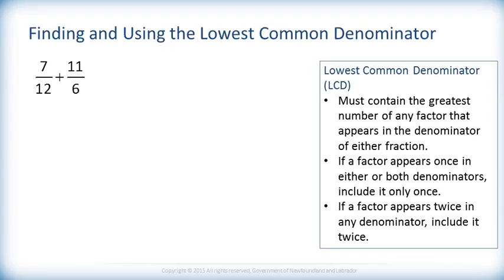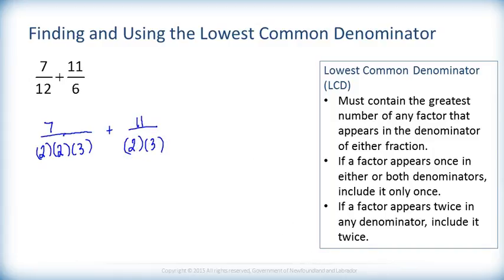Now, how do we find and use the lowest common denominator? Well, first of all, let's say we wanted to add these two fractions. One way to do this is to do the prime factorization of the denominators. So 12 would be the same as 2 times 2 times 3, and 6 would be 2 times 3.